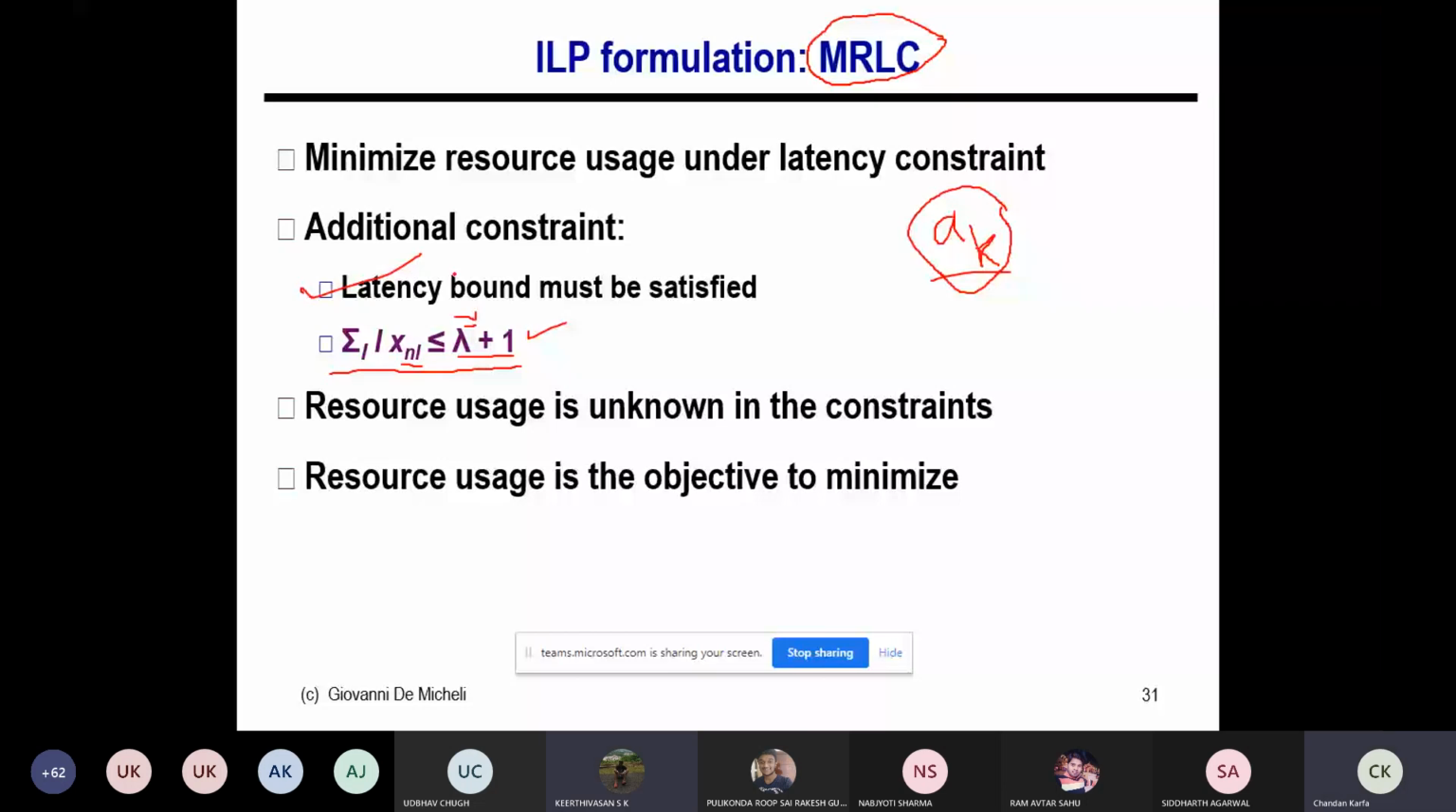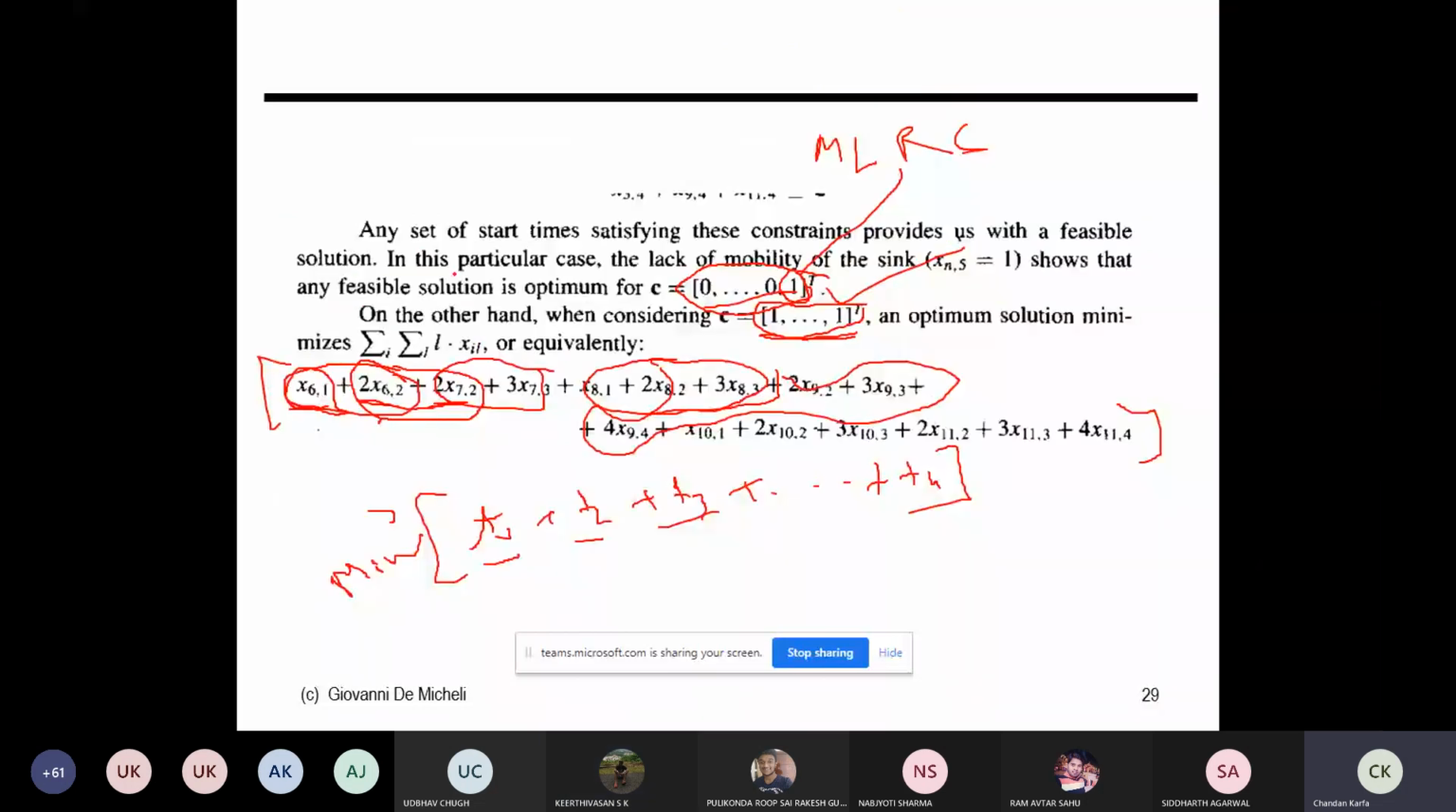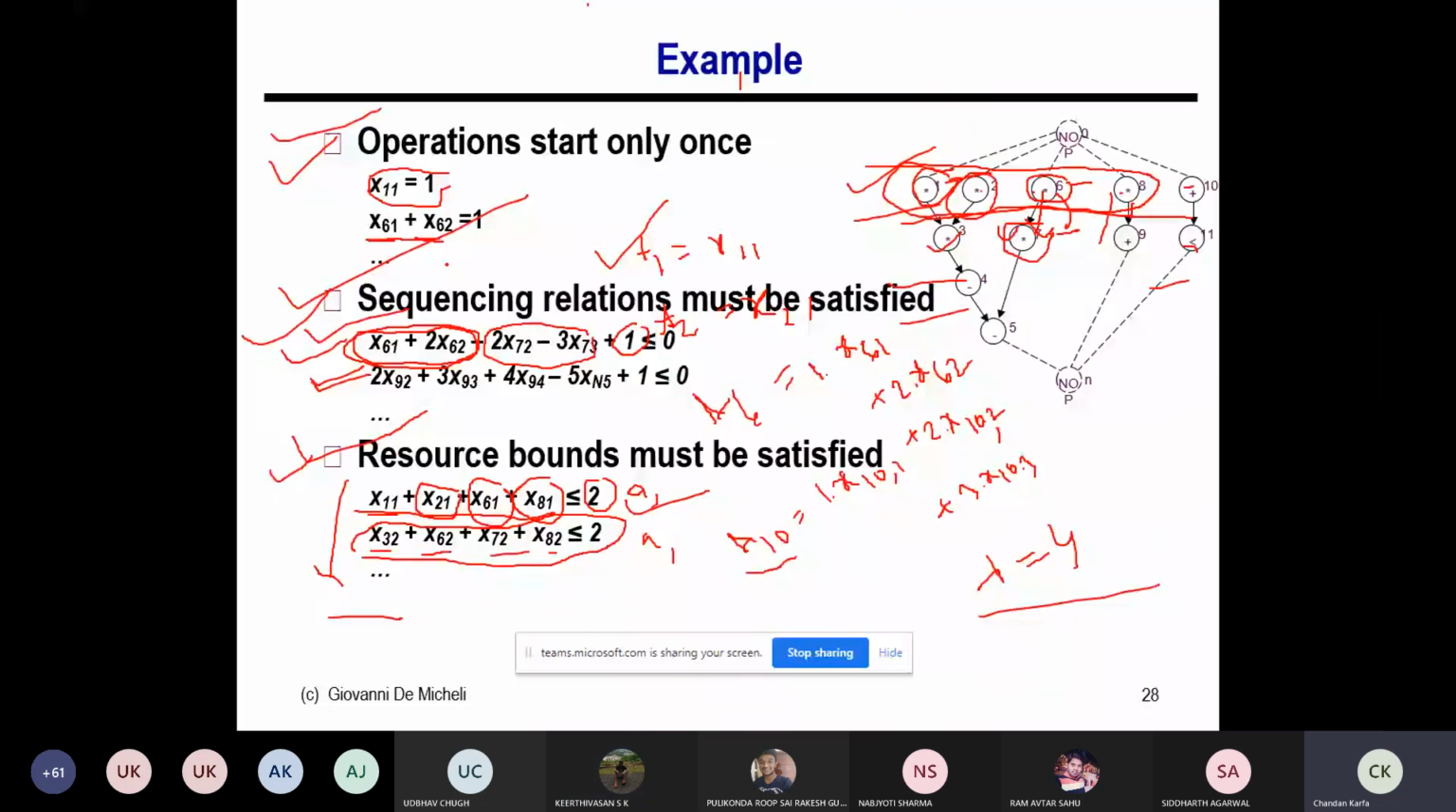Sir, we should find the minimum of this thing, right? In the previous one, I'll come to that point. So I have not defined the optimization objective yet, right? I'm just defining the constraints. What I'm arguing is that whatever solution I have, it should have a unique start time, the dependency constraint should be satisfied, and the resource bound should also be satisfied.